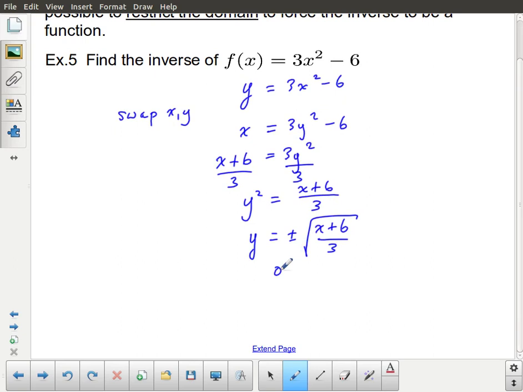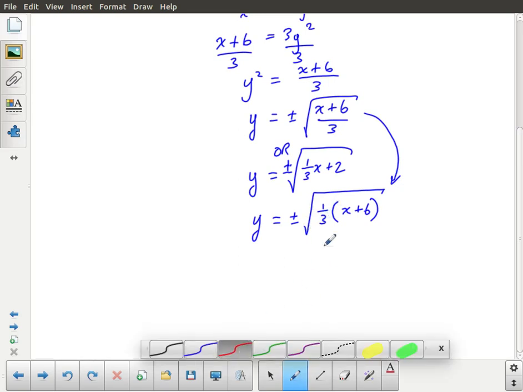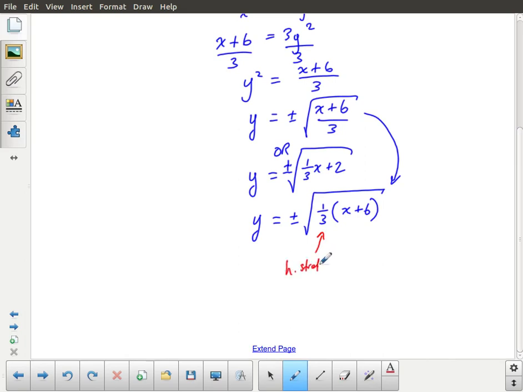And you might want to write this in another form. Y equals, let's see, square root, sorry, don't forget the plus or minus, the square root of, this can be written another way as 1/3 x plus 2. That's if I divide both of them by 3. And just to put this into a form that we're familiar with from a transformation perspective, I'm going to factor out that 1/3, and that becomes 1/3 x plus 6. You could have gone straight from here to here as well. So this is the radical function with a horizontal stretch of 3 and a shift to the left by 6.